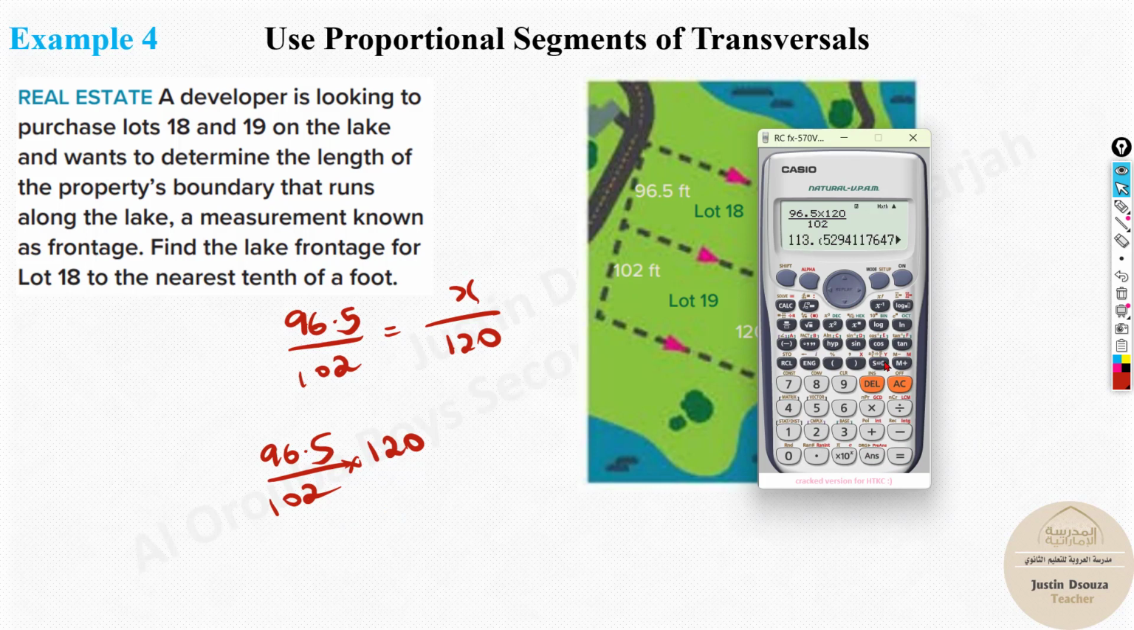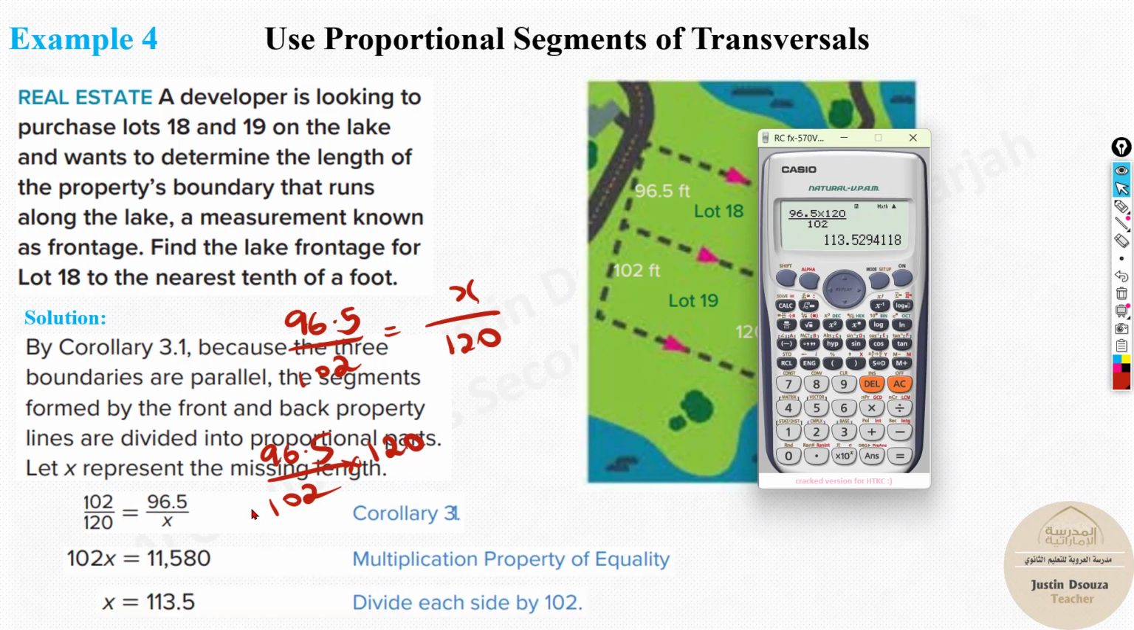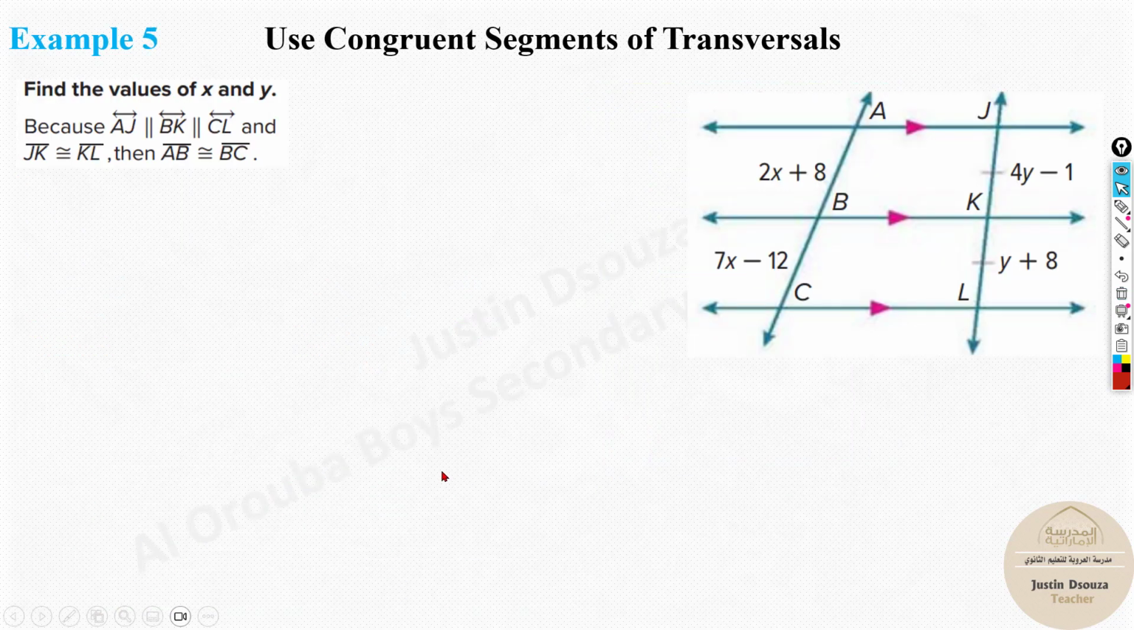So the answer would be 113.52. Let's just check the answer. Yes, 113.53. It's just rounded off. Okay, sorry, I forgot it's nearest tenth. Tenth has only one decimal place, so you should take it as 113.5 because 2 is less than 5. If it was 5 or 6, it would be 113.6. So remember, whichever decimal, if the next decimal is less than 5, you keep the previous number. So this is how you solve it. It's very simple and straightforward.